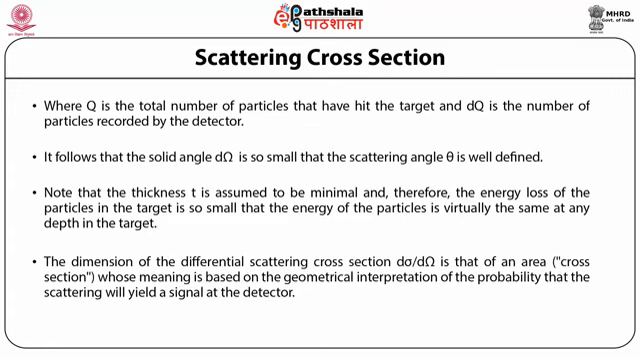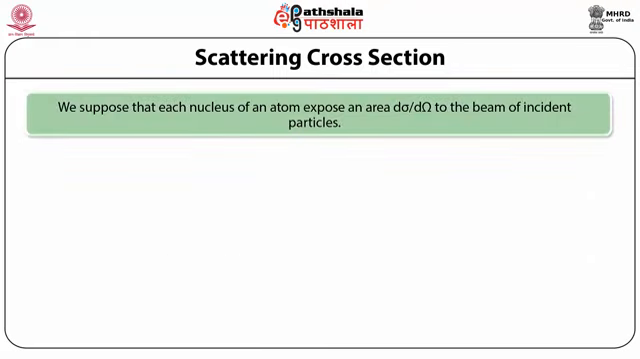The dimension of the differential scattering cross section d sigma by d omega is that of an area, whose meaning is based on the geometrical interpretation of the probability that the scattering will yield a signal at the detector. We suppose that each nucleus of an atom exposes an area d sigma by d omega to the beam of incident particles. We also assume that these areas are small, randomly distributed inside the target, and do not overlap with each other.